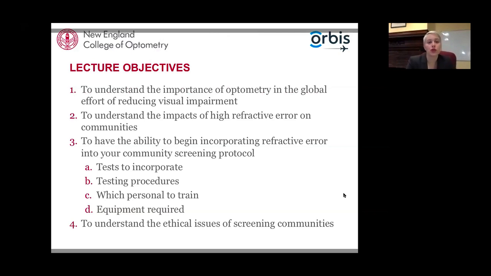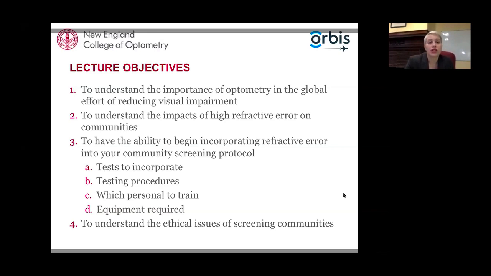So we'll look into why including refractive error in community screenings is so important, and if this is something that you're already doing, we'll look into going beyond that to ensure those identified with refractive error are seen by an optometrist or optician, orthoptist, ophthalmic nurse, or whoever is responsible in your health system for providing eyeglasses.